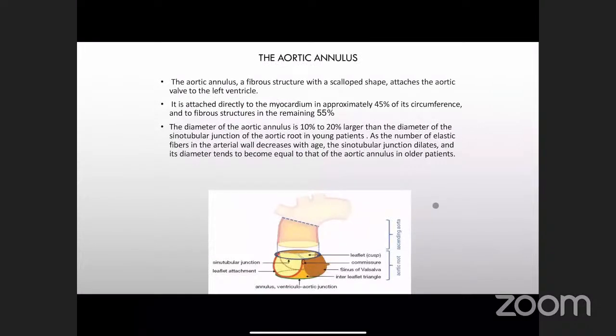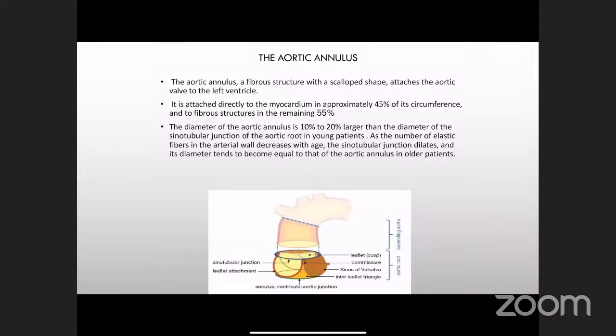The aortic annulus is a fibrous structure with a scallop shape attaching the aortic valve to the left ventricle. It's attached directly to the myocardium in approximately 45% of its circumference, and to fibrous structure in the remaining 55%. The diameter of the aortic annulus is 10% to 20% larger than the diameter of the sinotubular junction of the aortic root in young patients.